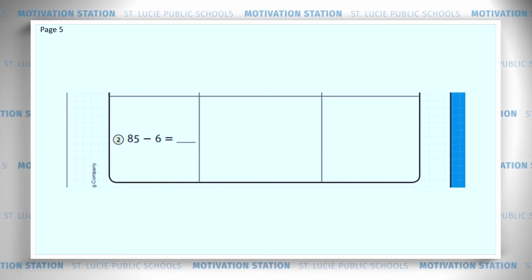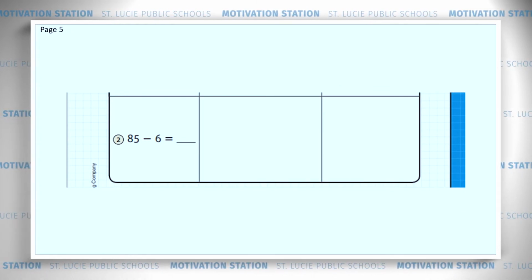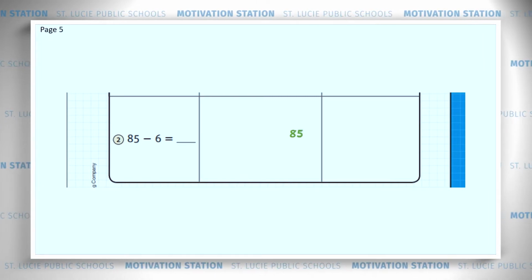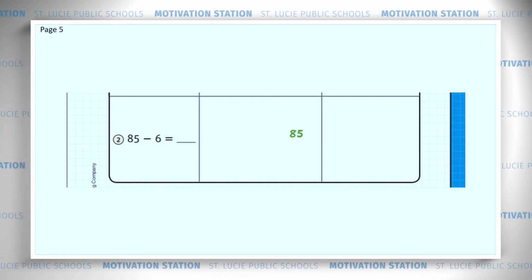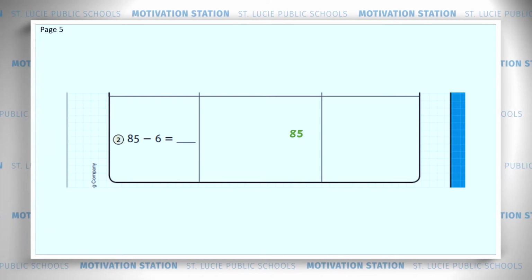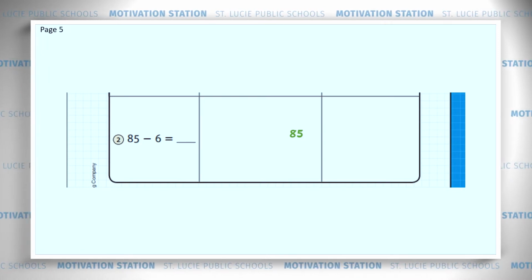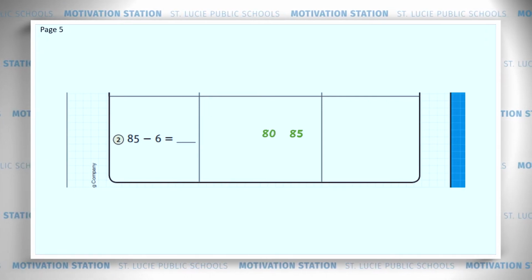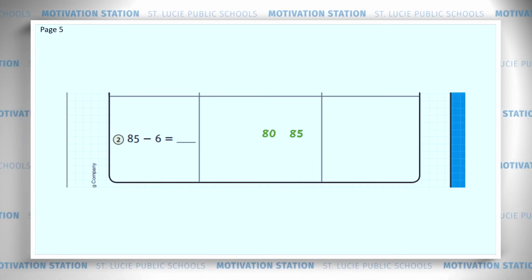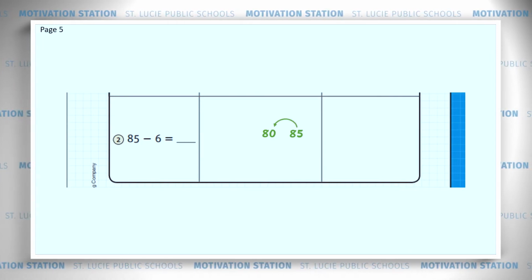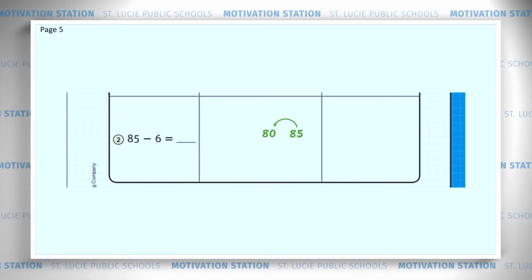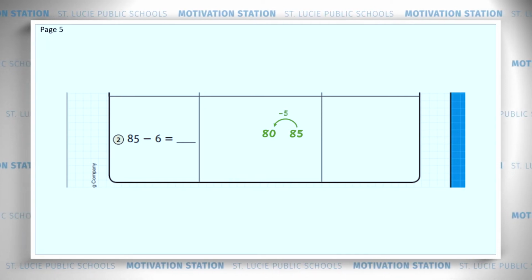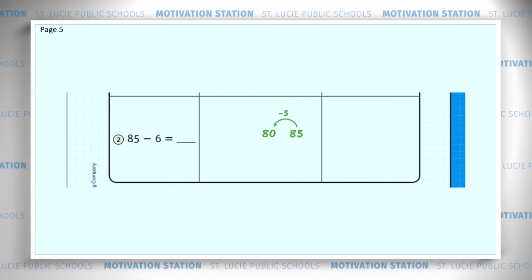Let's look at number 2. 85 minus 6. To start my open number line, I need to write down 85. Then I need to think about my first jump. I'm subtracting, so I need to go to the next nearest 10 down, which would be 80. My first jump from 85 to 80 is backwards because I'm going down. I'm subtracting. How much do I subtract from 85 to get to 80? Right, minus 5. Go ahead and write that down.